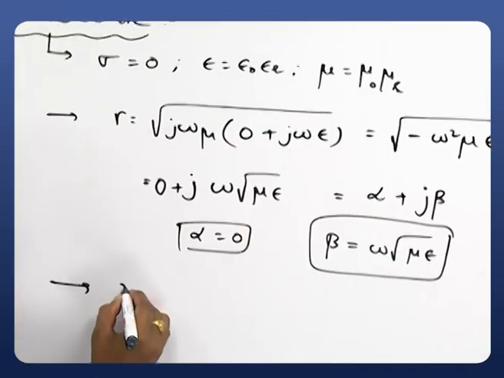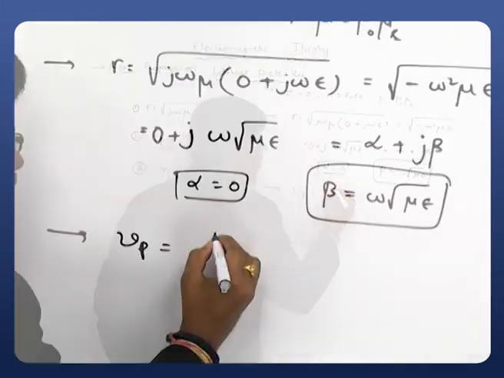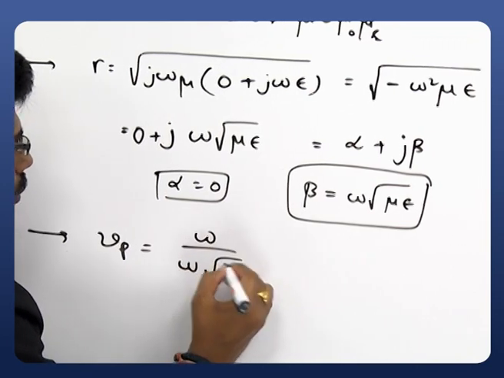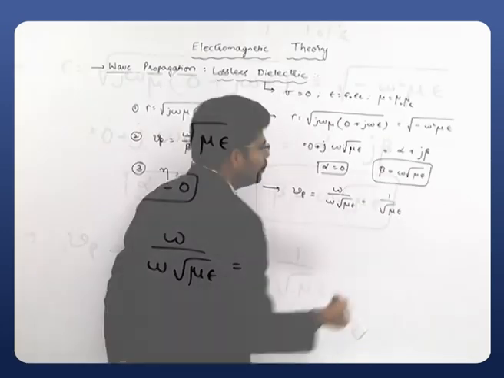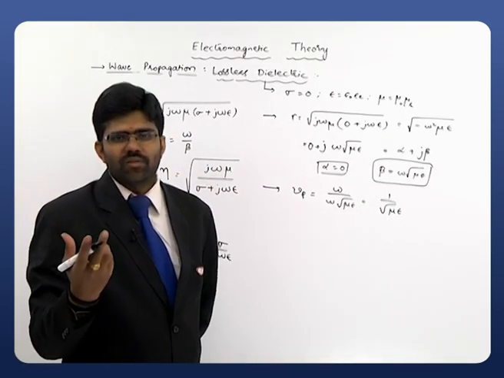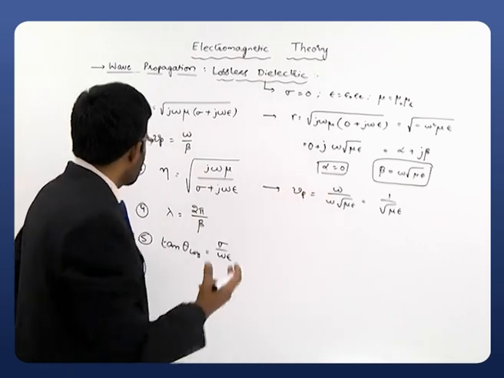From this, the phase velocity can be obtained. Phase velocity is equal to omega by beta, beta is this, omega by omega root mu epsilon, which is equal to just 1 by root mu epsilon. So the phase velocity will vary purely depending upon the values of mu and epsilon. That is our second quantity.